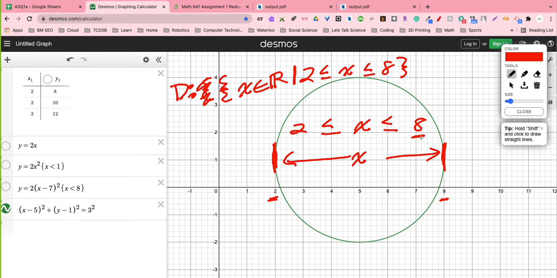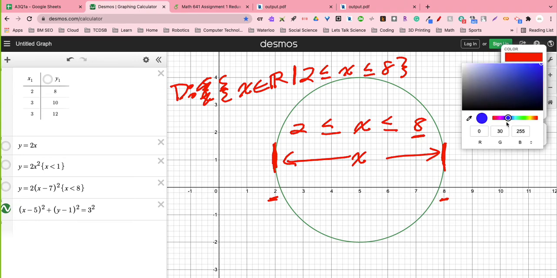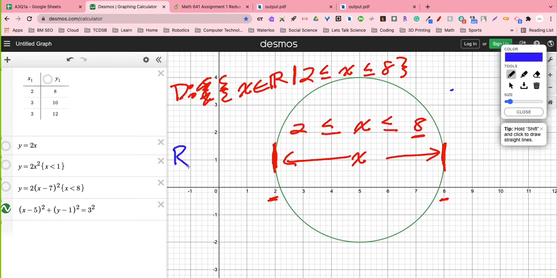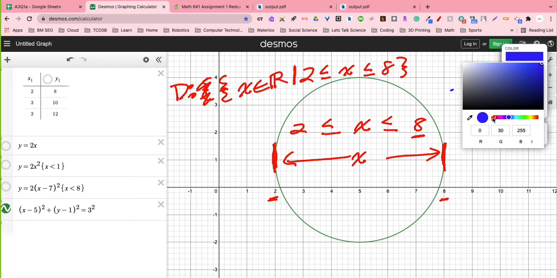Okay, so with that being said, how might we do the range in this case? I'll change the color here. I better move that down, we're going to run out of space. So think of the range. Our domain is left and right. What might our range be?